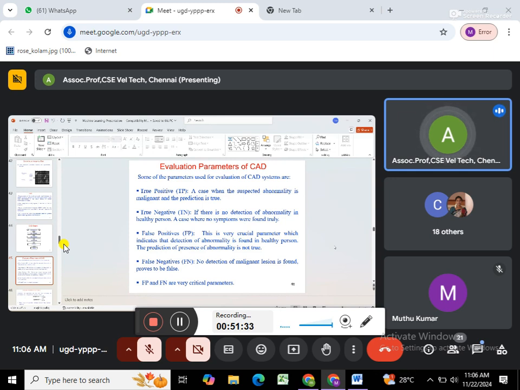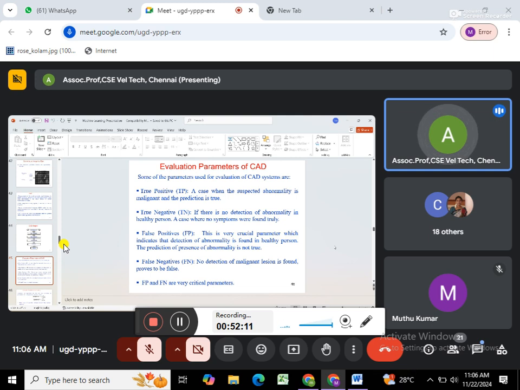What is false positive? This is very crucial. The person is a healthy person, right? But your system finds that an abnormality is present. We should take great care about the false positive. It is a crucial parameter in our diagnosis: no abnormality is present in a healthy person, but the doctor tells the healthy patient that you are affected with a tumor. Then we have to go on analyzing what type of tumor it is. Wrong input, wrong diagnosis, right?